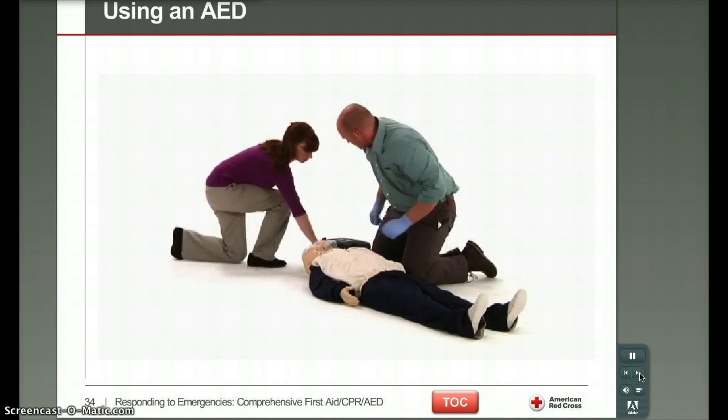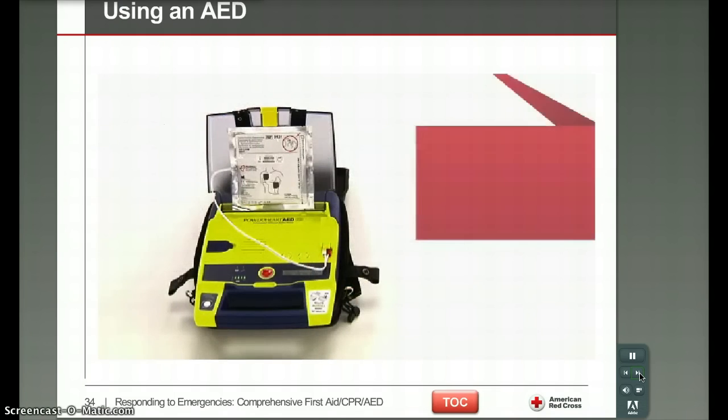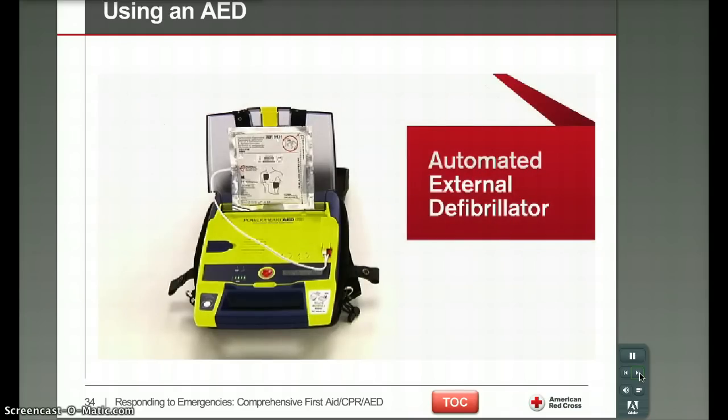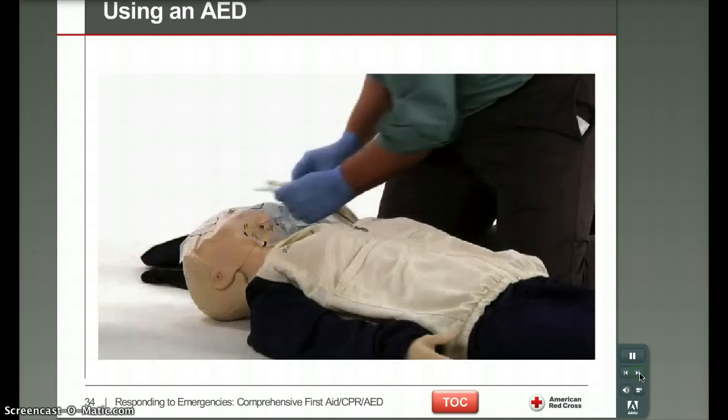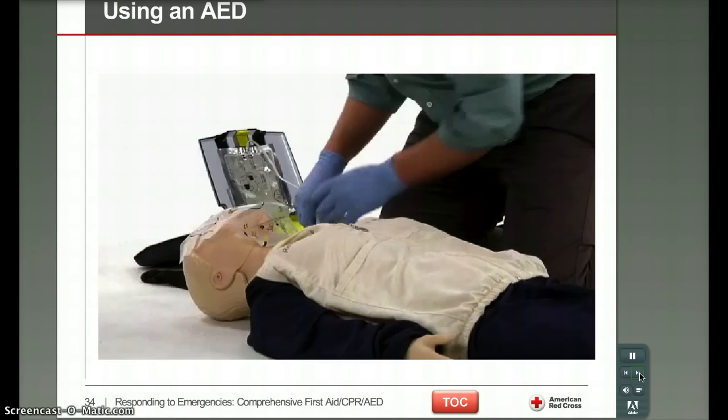An AED, or Automated External Defibrillator, is a portable electronic device that analyzes the heart's rhythm and determines if an electrical shock is needed to help the heart restore an effective rhythm. Most AEDs can be operated by following these general instructions. Turn on the AED. The AED will tell you what to do next.